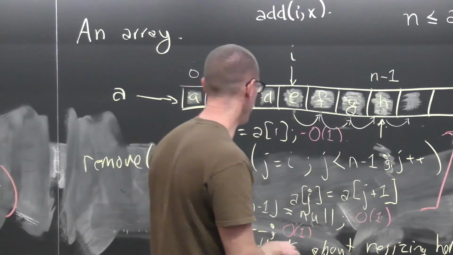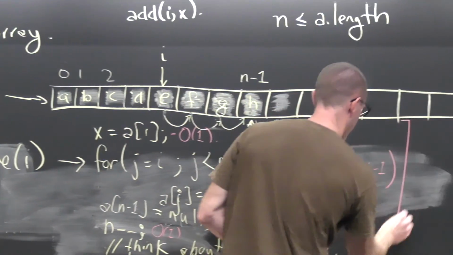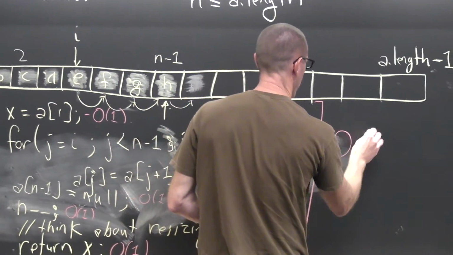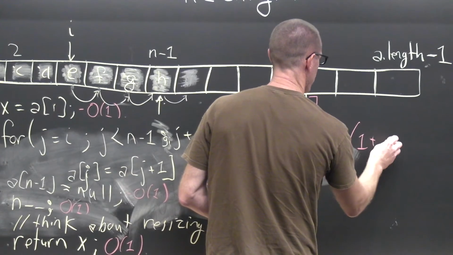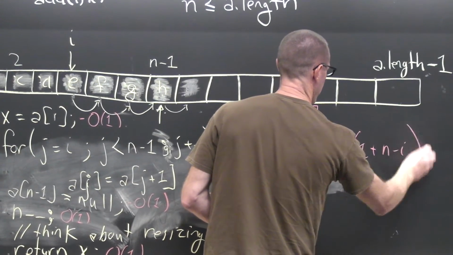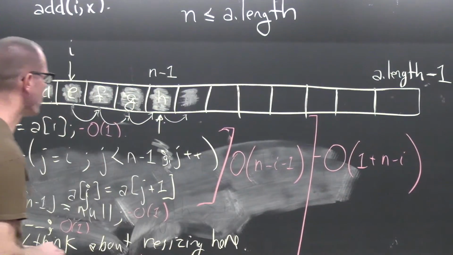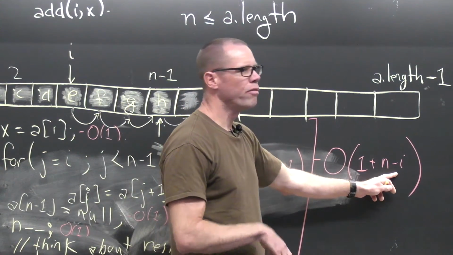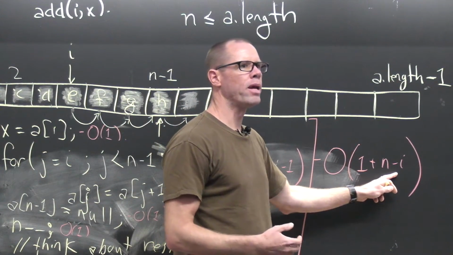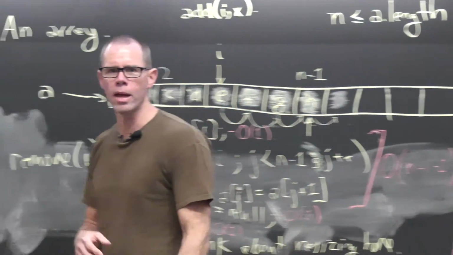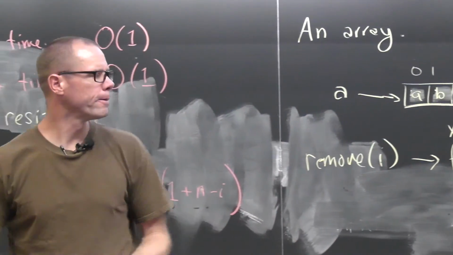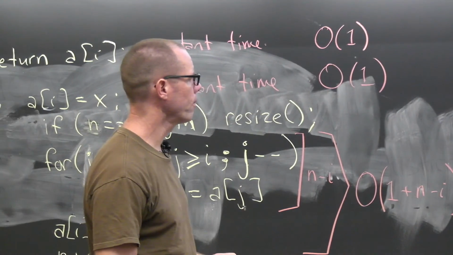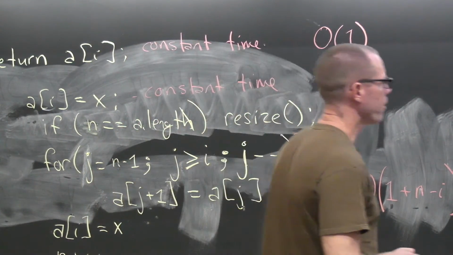And in total, if we summarize the running time of all of this, we'll give it another O of 1 plus n minus i. So it takes at least constant time, and as n minus i gets big, then so does the running time of that loop. Okay. All right.